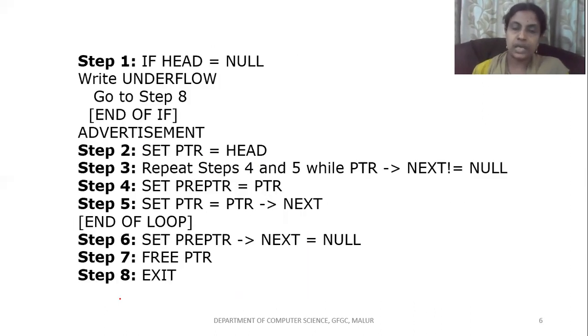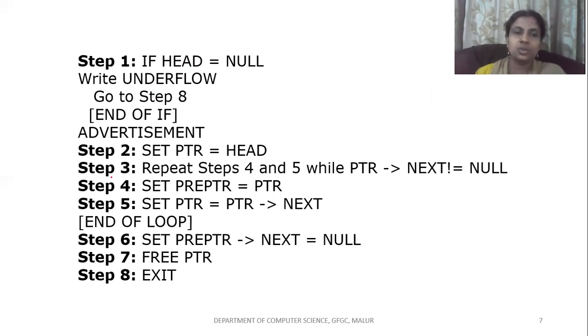That's all. So as an algorithm, when we see, you need to initially check if head is null. If head is null, write underflow, meaning there is no linked list. So directly you will come to step 8 and finish off. Otherwise, your head position has to be assigned to PTR. PTR is nothing but a temporary variable. And then you need to repeat steps until you find the address part of your node to be null. That's what we discussed, no?